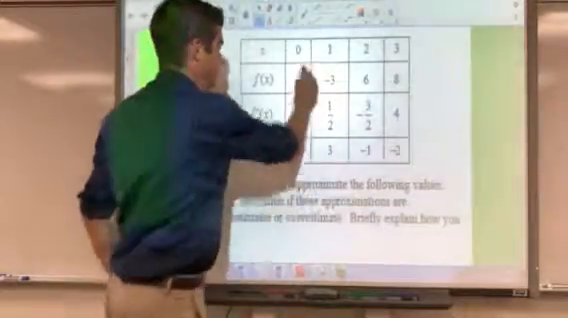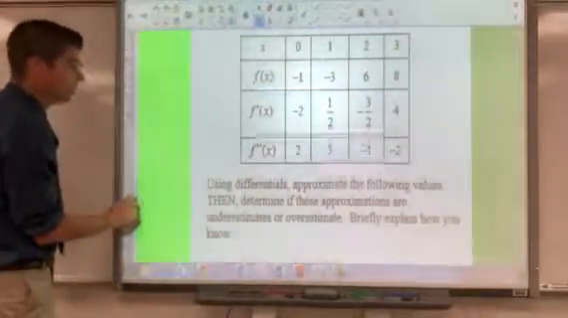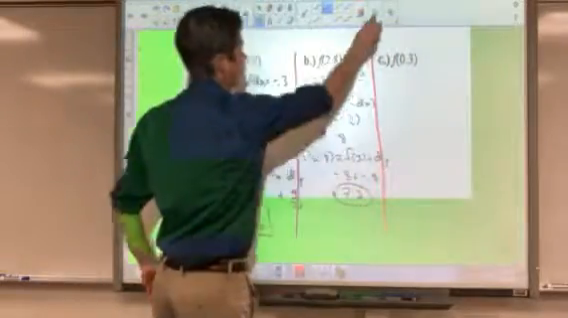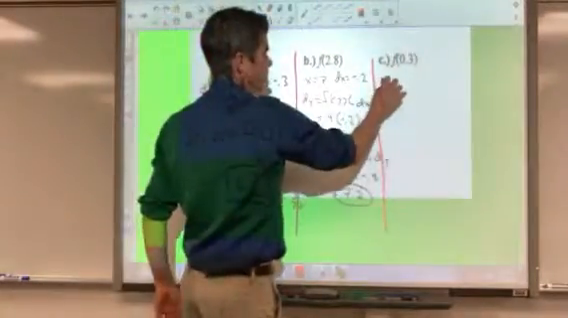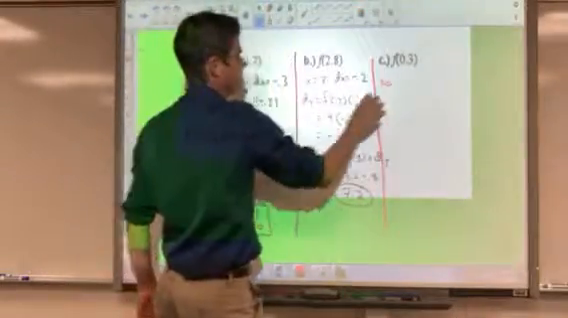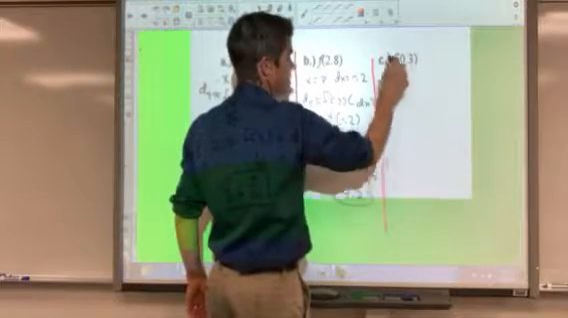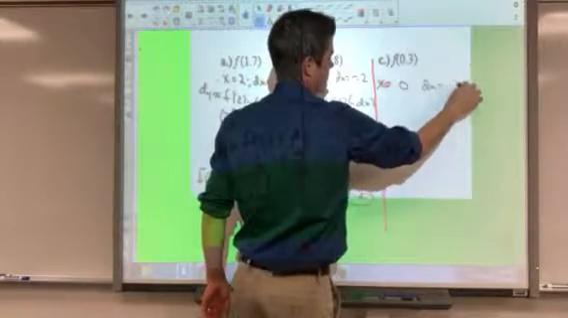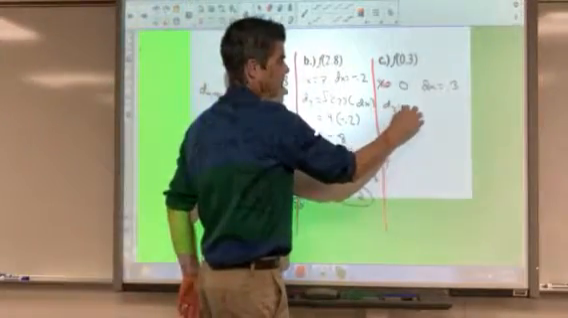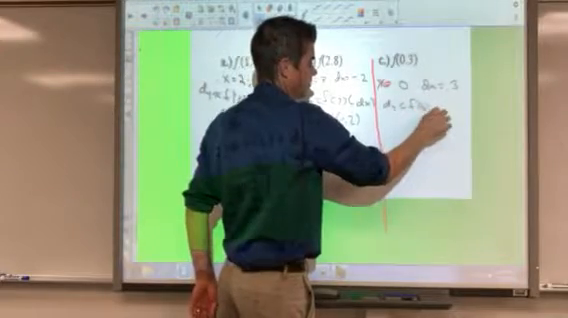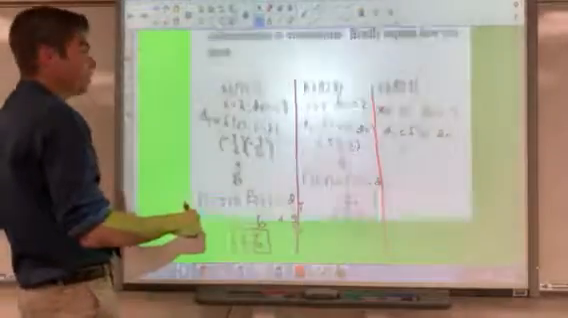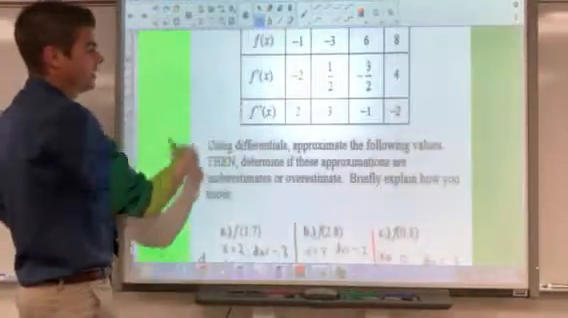Okay, so 0.3, we know the derivative value was negative 2 at 0. So I'm going to divide this out. Our x value is 0. Our deviation now is positive 0.3 because we're above that value of 0. So my dy would approximately equal the derivative at 0 times my deviation. I forget what the derivative at 0 is. Oh, negative 2, there it is.